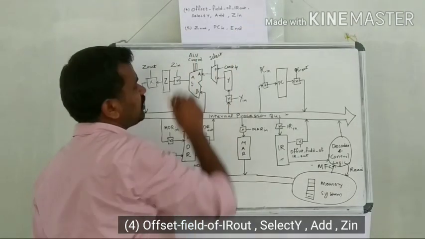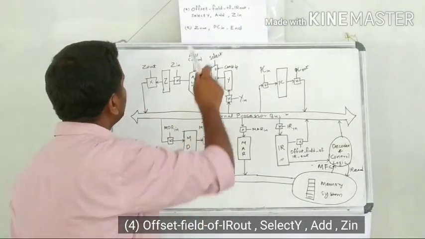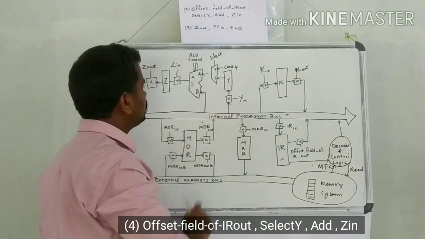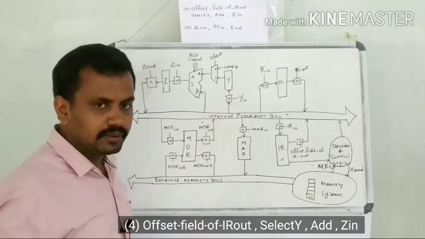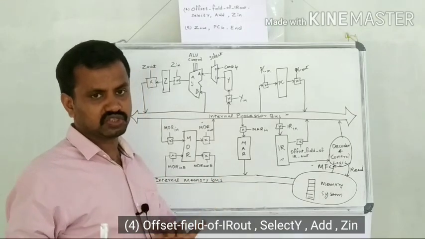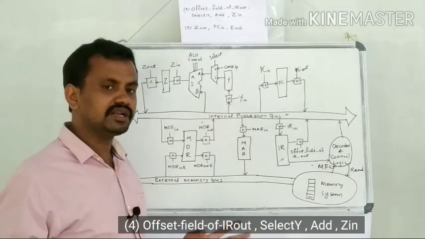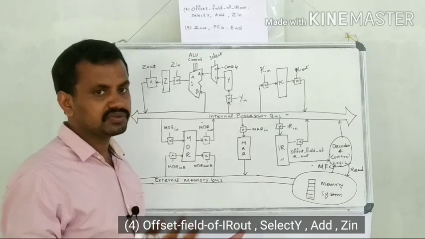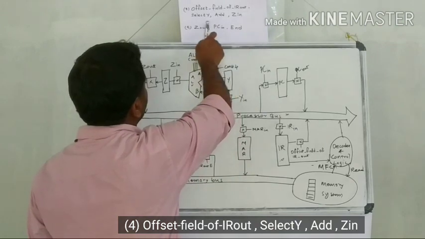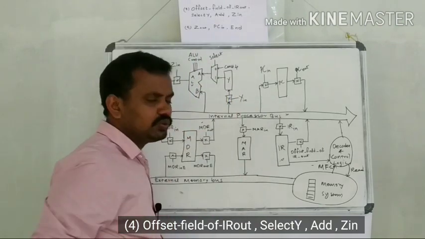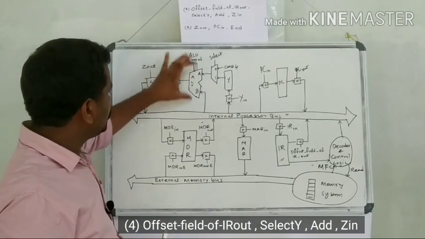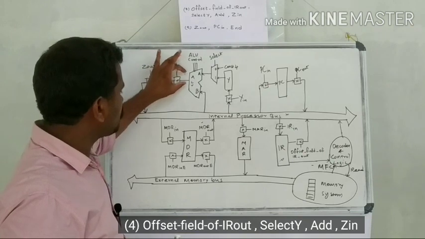Then select Y is activated. So this Y register content will be selected, and that will be available on the A input of the ALU. What is the content of the Y register? That is the PC plus 4, the incremented value of the PC that is captured during the previous steps. Okay. Then add. Next we will issue the add control signal to the ALU. So this will be added, and that will be available on the output of the ALU.